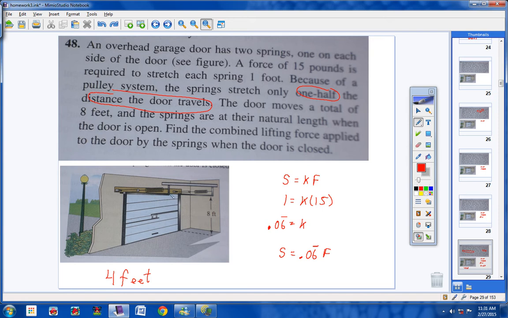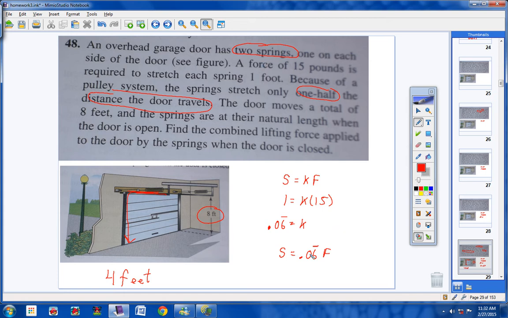And then when you move the garage door from here down to here, it moves how many feet total? 8 feet, which means the springs get stretched how many feet? 4 feet. Now, there are two springs. Here's where a lot of you might have missed this if you did this problem already and didn't get it right. It says find the combined lifting force. So we're going to have to find the force of one spring and then multiply it by 2, because they want the force of both springs.